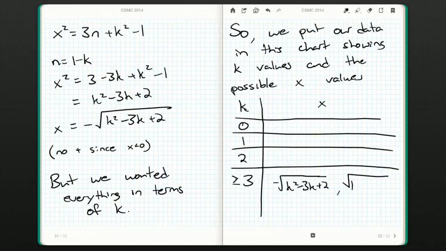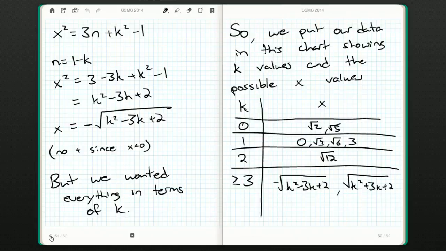And I think the other one, since we'll go back and check in a little bit, was k squared plus 3k plus 2. For 1, I know we had a bunch of values. I think it was 0, root 3, root 6, and 3. I think there was a root 12 for 2, and then I think it was root 2 and root 5 for 0. But I don't know. I might not have the best memory here, so we're going to have to check.